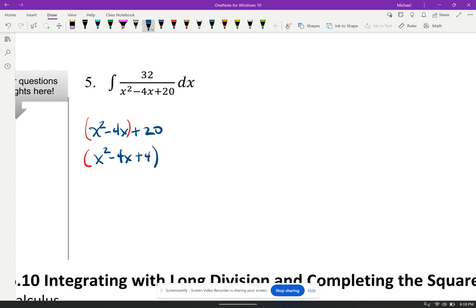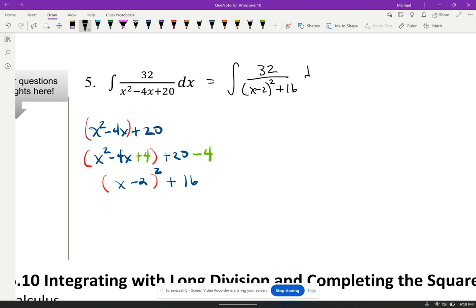But if I introduce this plus 4 on the inside of the parentheses, I can't just willy-nilly let it go. I got to compensate it with a minus 4. So I added 4 here, and I'm going to subtract 4 on the outside. And that way, this expression is the same as the original one. However, now inside of the red parentheses, I can factor that into x minus 2 squared plus, and on the outside, I'm going to get 16. Awesome. Here we go. So this is equal to 32 over x minus 2 squared plus 16 dx.